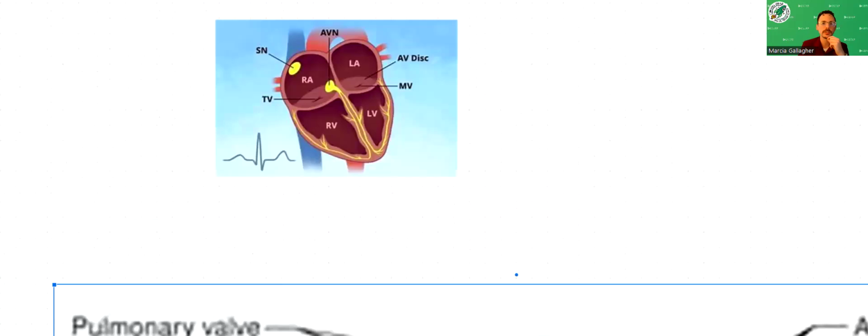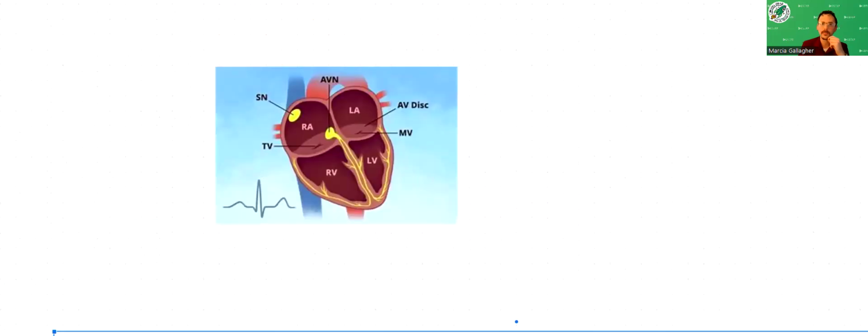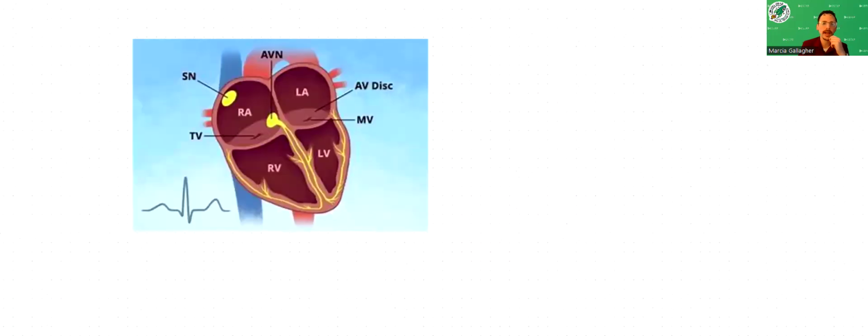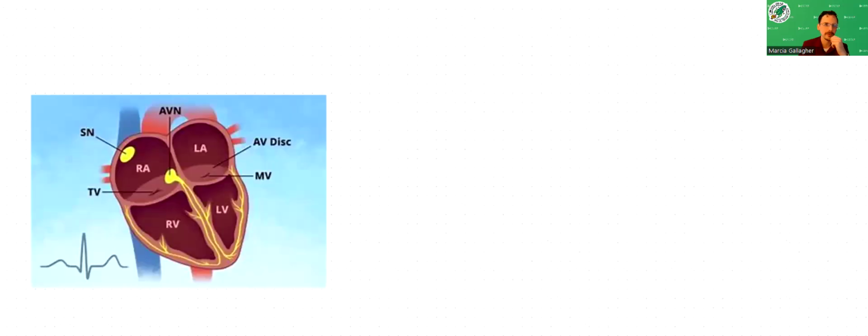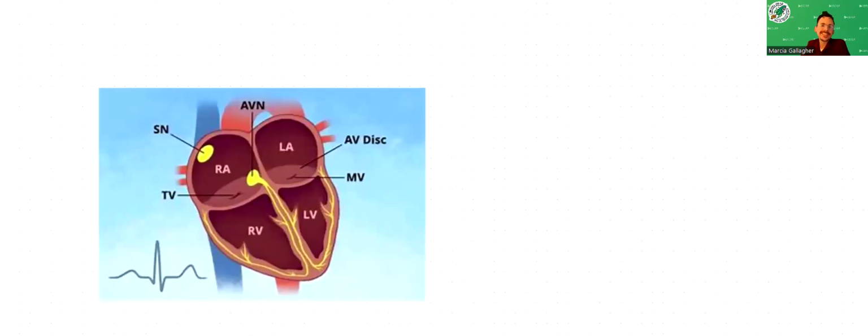So the electrical system of the heart is actually relatively simple compared to some other structures. You have your SA node right here, your sinoatrial node, which is the primary pacemaker of your heart. It tells your heart how fast to beat and when to beat. It sends out a signal that travels all throughout the atriums so that they contract first.